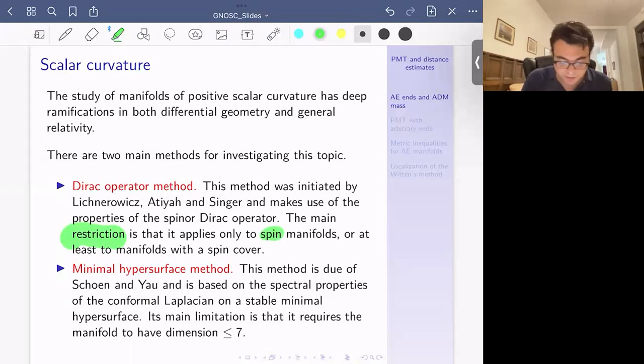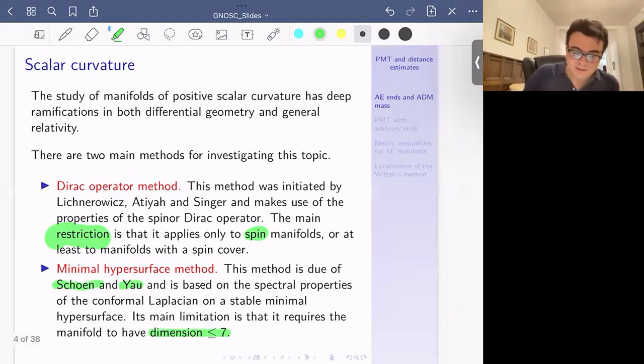And the second method is the minimal hypersurface method, and this is due to Schoen and Yau. This is based on the spectral properties of the conformal Laplacian on a stable minimal hypersurface. The main limitation, of course, is the dimensional one. It works up to dimension 7, well, up to dimension 8. It can be extended a bit further, but it's a long story that I will skip. I want to mention this just to give an idea of the reason for the limitations of the theorems that I'm going to present.